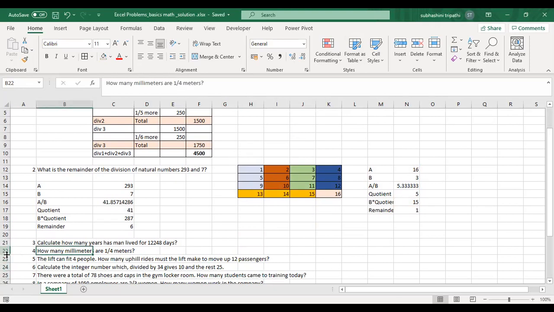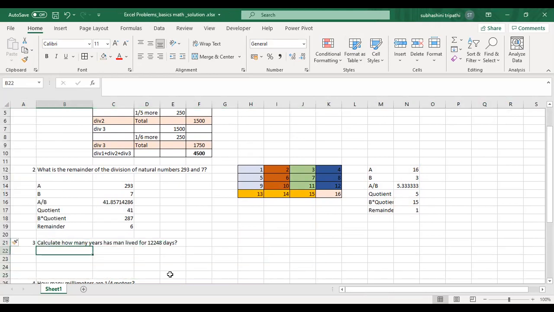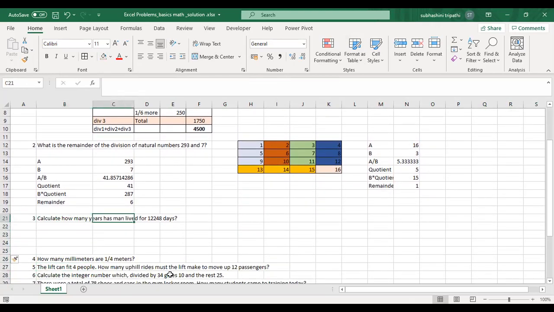Okay. Now let's see this one, and this one should be easy for all of you. Calculate how many years a man has lived who has lived for 12,448 days. So how many days are making a year? 365. So I write days over here and years over here. 365 days make 1 year. So if he has stayed for 12,448 days, how many years has he stayed?